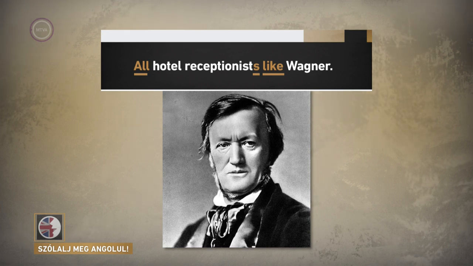Good. And is there anything else? Yes, there is. What happens to the verb? Well, remember that when we use every, the noun is singular and the verb has to be conjugated for the singular form too. But when we use all, the noun is plural and so the verb has to be conjugated for the plural form too. So, what do we get? All hotel receptionists like Wagner. Excellent. And on we go to the next sentence.